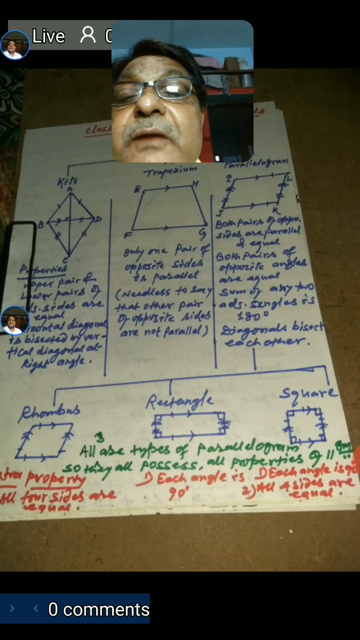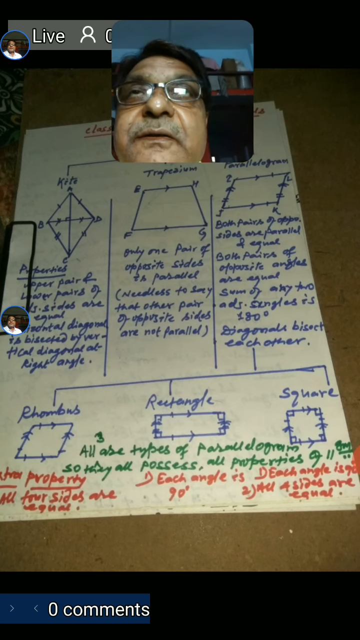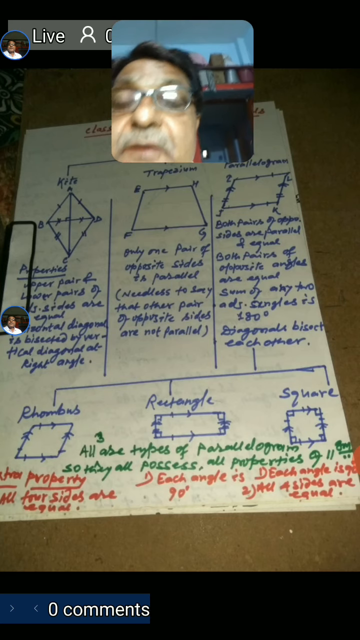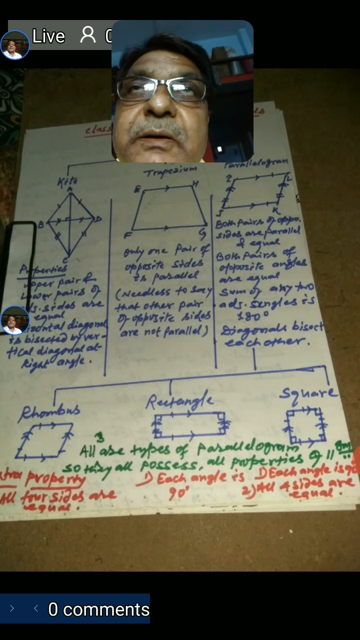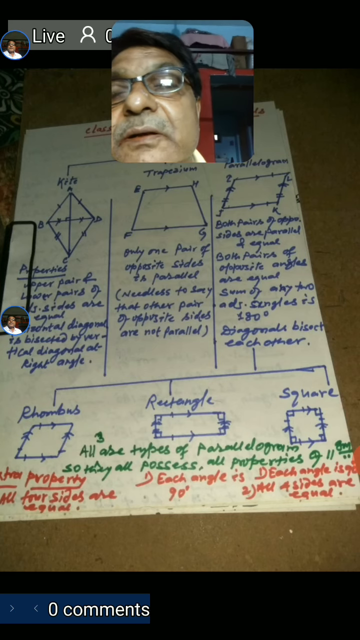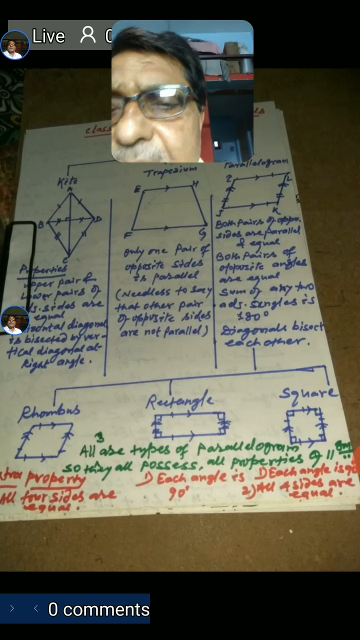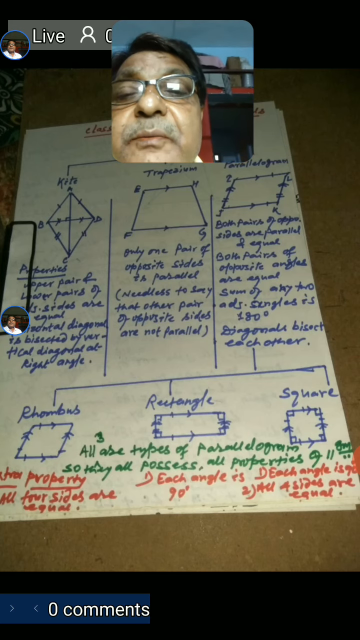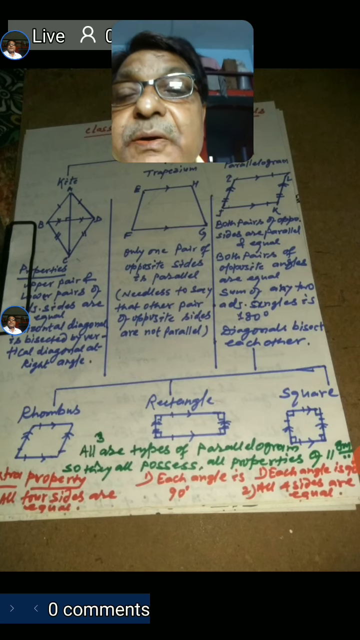For example, in case of rhombus, the extra property is its two adjacent sides are equal. Any two adjacent sides equal. Either you take AB equal to BC, or BC equal to CD, or CD equal to DA, or DA equal to AB. It means all four sides are equal. So when this additional property comes to a parallelogram, then it is called rhombus.